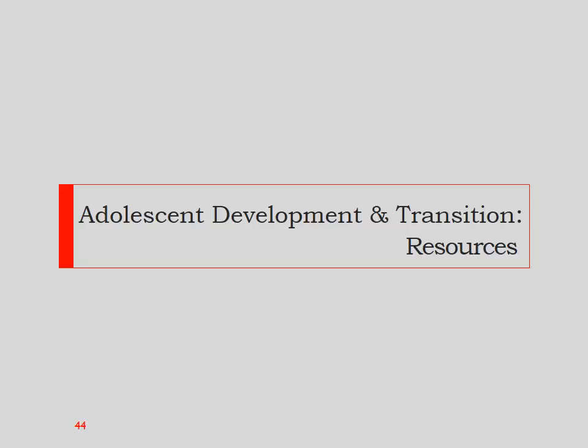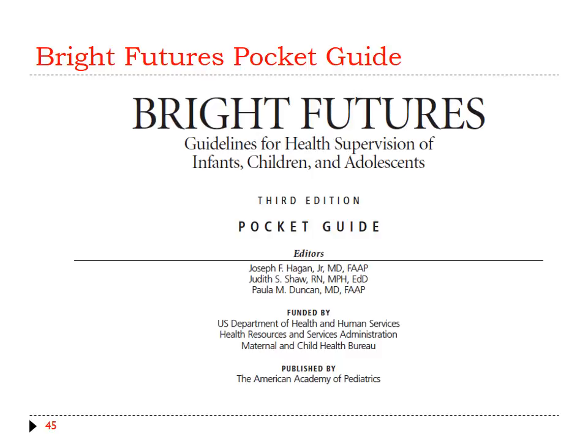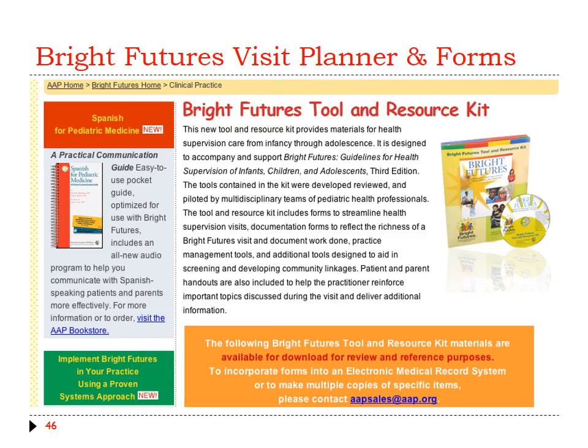Before closing this module, we will review the resources for use in your practice. The AAP's website offers many tools for implementing the third edition of Bright Futures. Many of the images and information in this presentation came from the third edition Pocket Guide. The AAP's Bright Futures Visit Planner and Visit Forms provide many tools for implementing the anticipatory guidance included in this presentation. Some tools are available for free to AAP members, and some are available for purchase. Information on these tools does not constitute an endorsement of a commercial product.